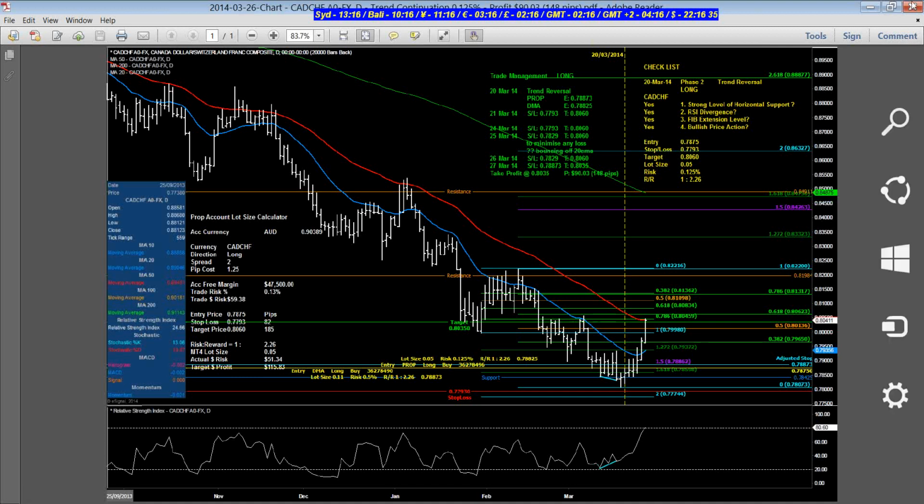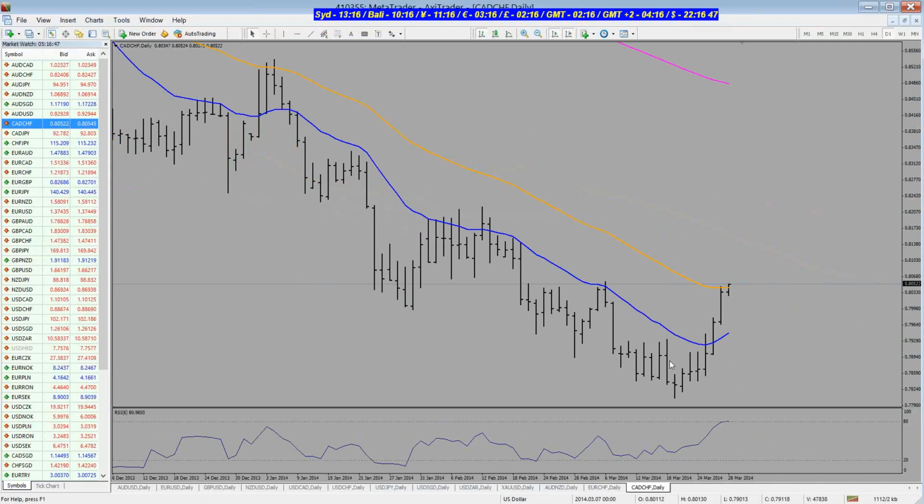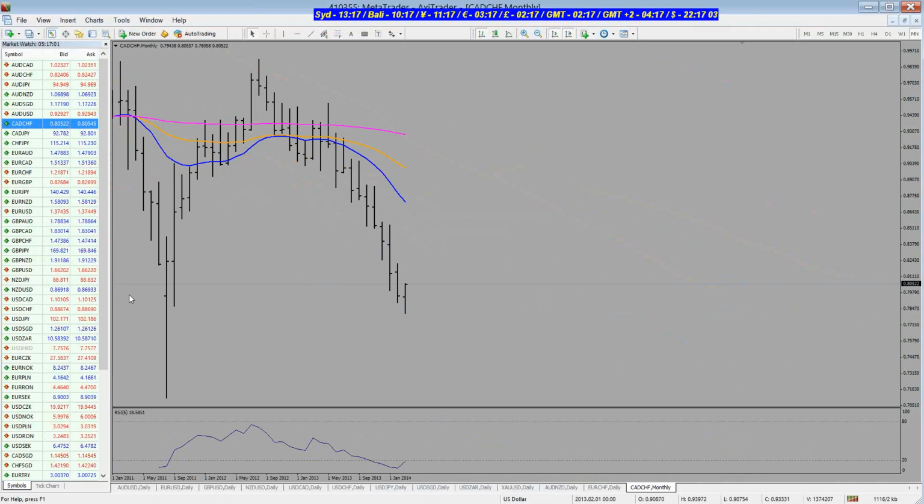I like the CAD Swiss. It's been in a good trend. Yeah, but trends don't last forever. CAD Swiss, isn't it? CAD Swiss, yeah. And I'm not so sure that we're going to see a new one down. We are overbought here, so could expect a new one to start. But geez, it's been a long time in this trend.